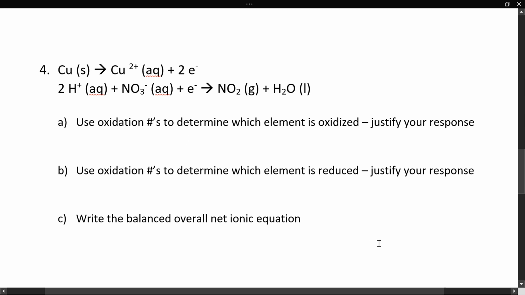First, let's look at our oxidation numbers. If it's an ion, the oxidation number is the same as the charge, so copper's +2.